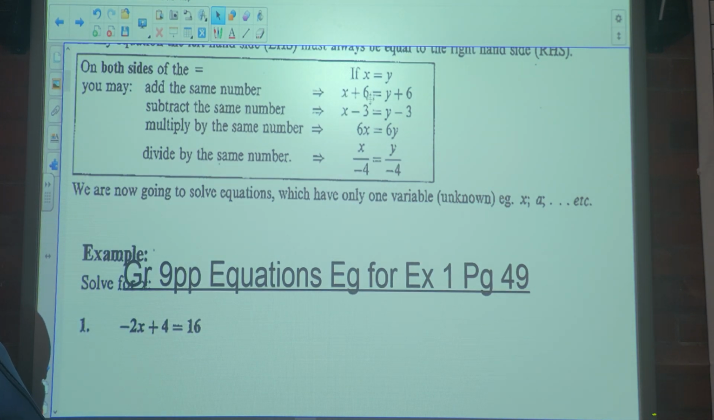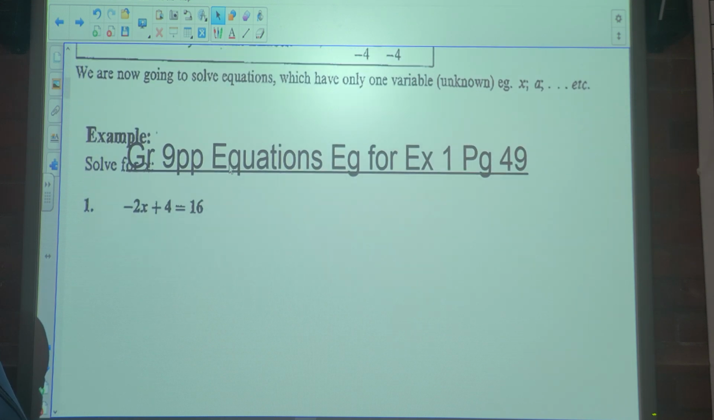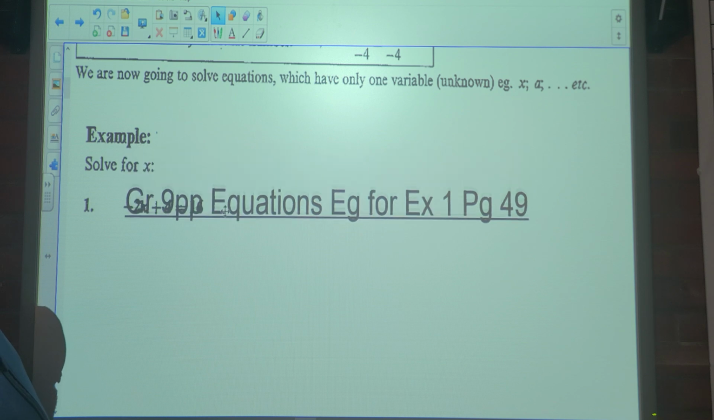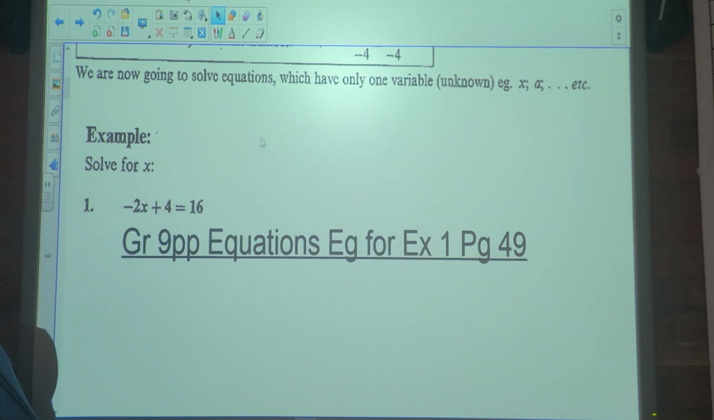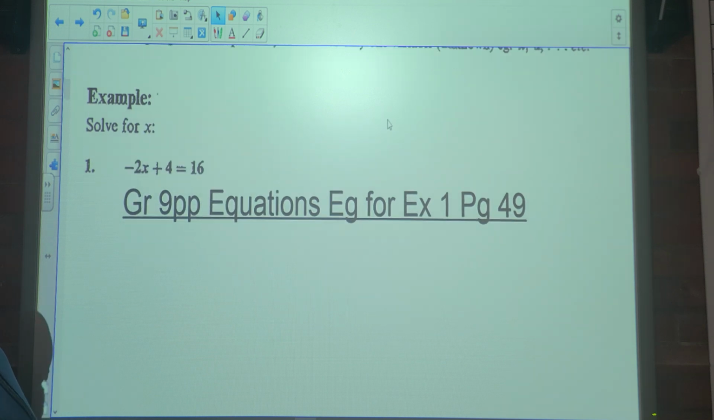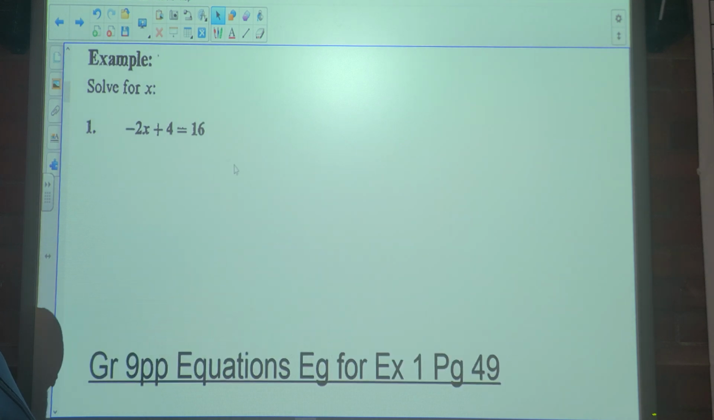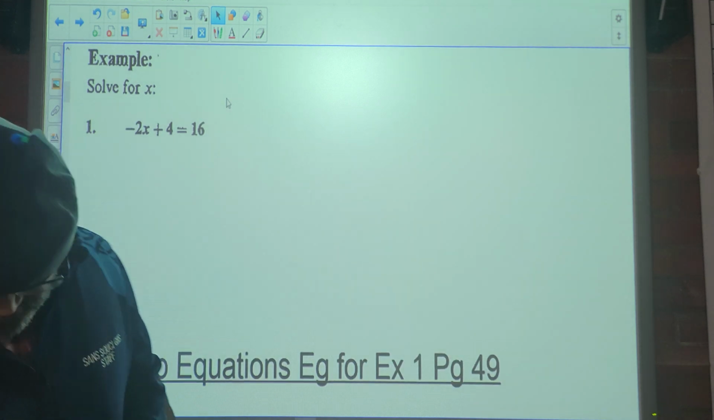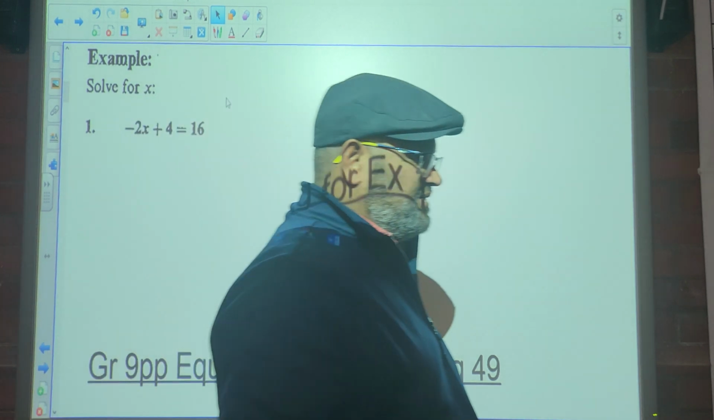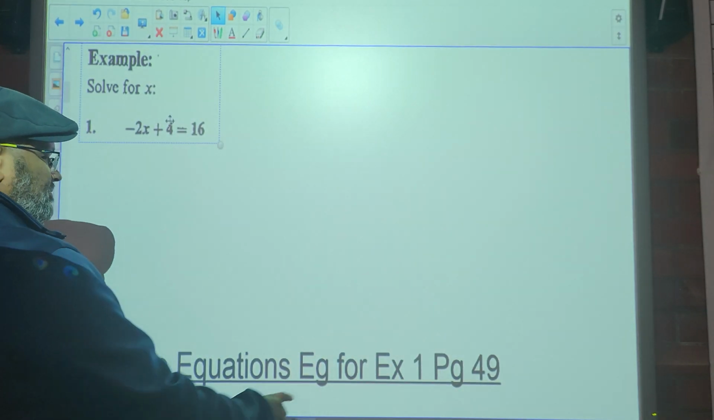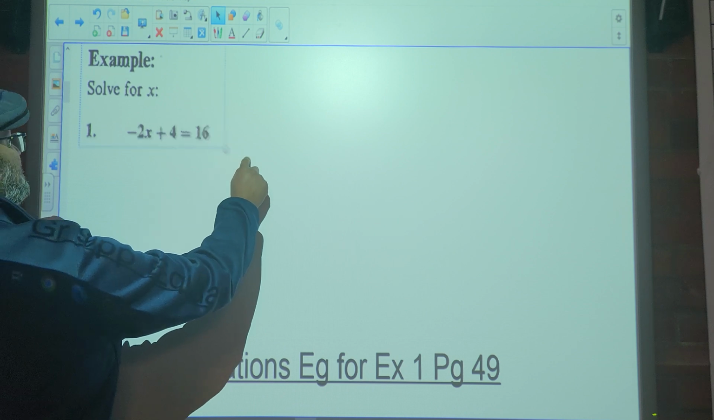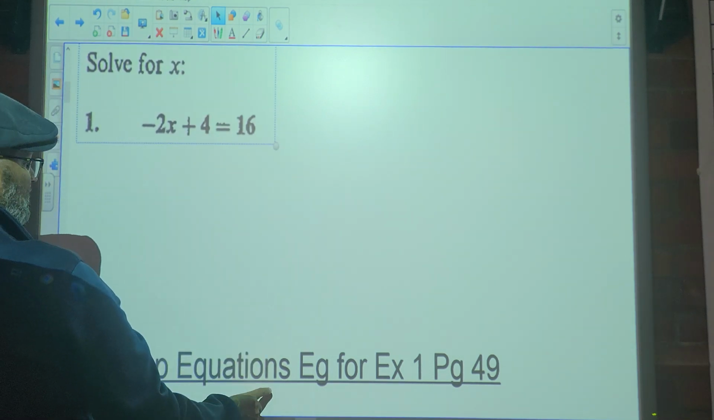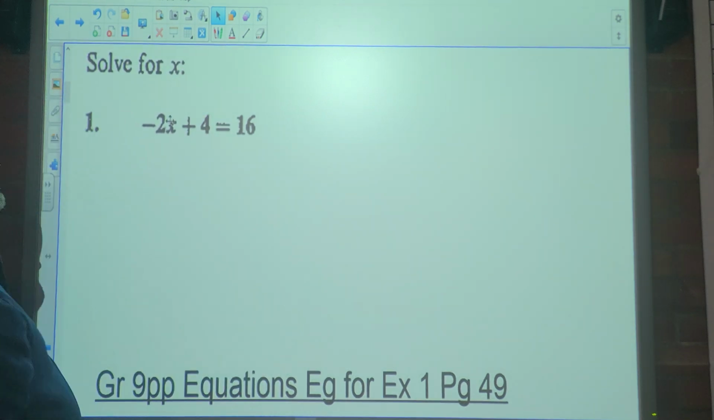On both sides of the equal sign, if x is equal to y, you may add the same number on either side. We may subtract the same number on either side. We can multiply by the same number, and we can divide by the same number on both sides. We're going to solve equations which only have one variable, x, etc. So this example 1 is on page 48. Alright. And these examples are examples for exercise 1, which is on page 49.